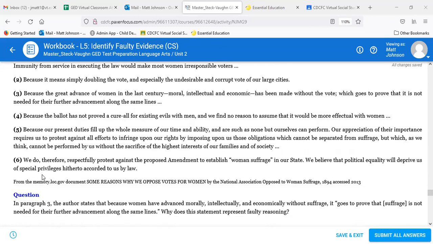Because our present duties fill up the whole measure of our time and ability, and are such as none but ourselves can perform, our appreciation of their importance requires us to protest against all efforts to infringe upon our rights by imposing upon us those obligations which cannot be separated from suffrage, but which, as we think, cannot be performed by us without the sacrifice of the highest interests of our families and of society. We do, therefore, respectfully protest against the proposed amendment to establish women's suffrage in our state. We believe that political equity will deprive us of special privileges hitherto accorded to us by law.